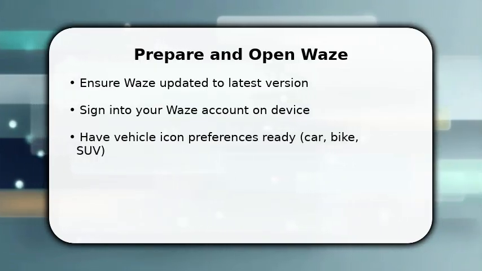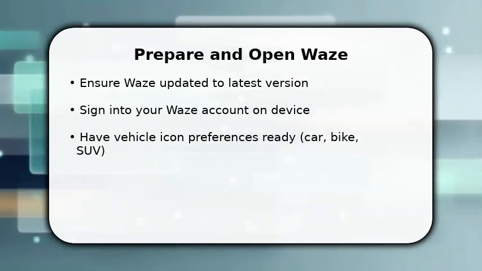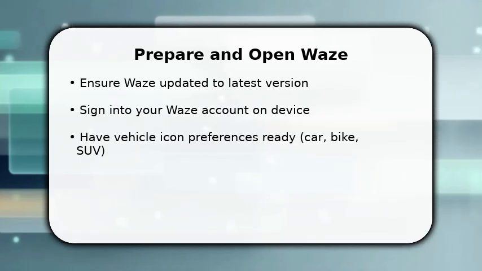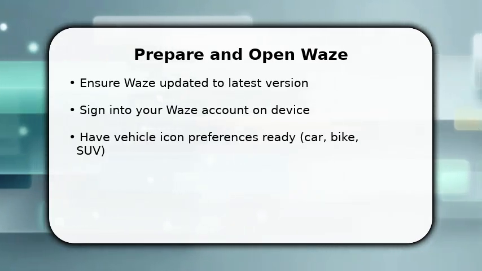Open Waze and confirm you're signed in so changes sync across devices. Tap the search bar, then the settings gear to access navigation appearance. You do this because vehicle icons and profiles live in settings. Changing them here updates route visuals immediately.